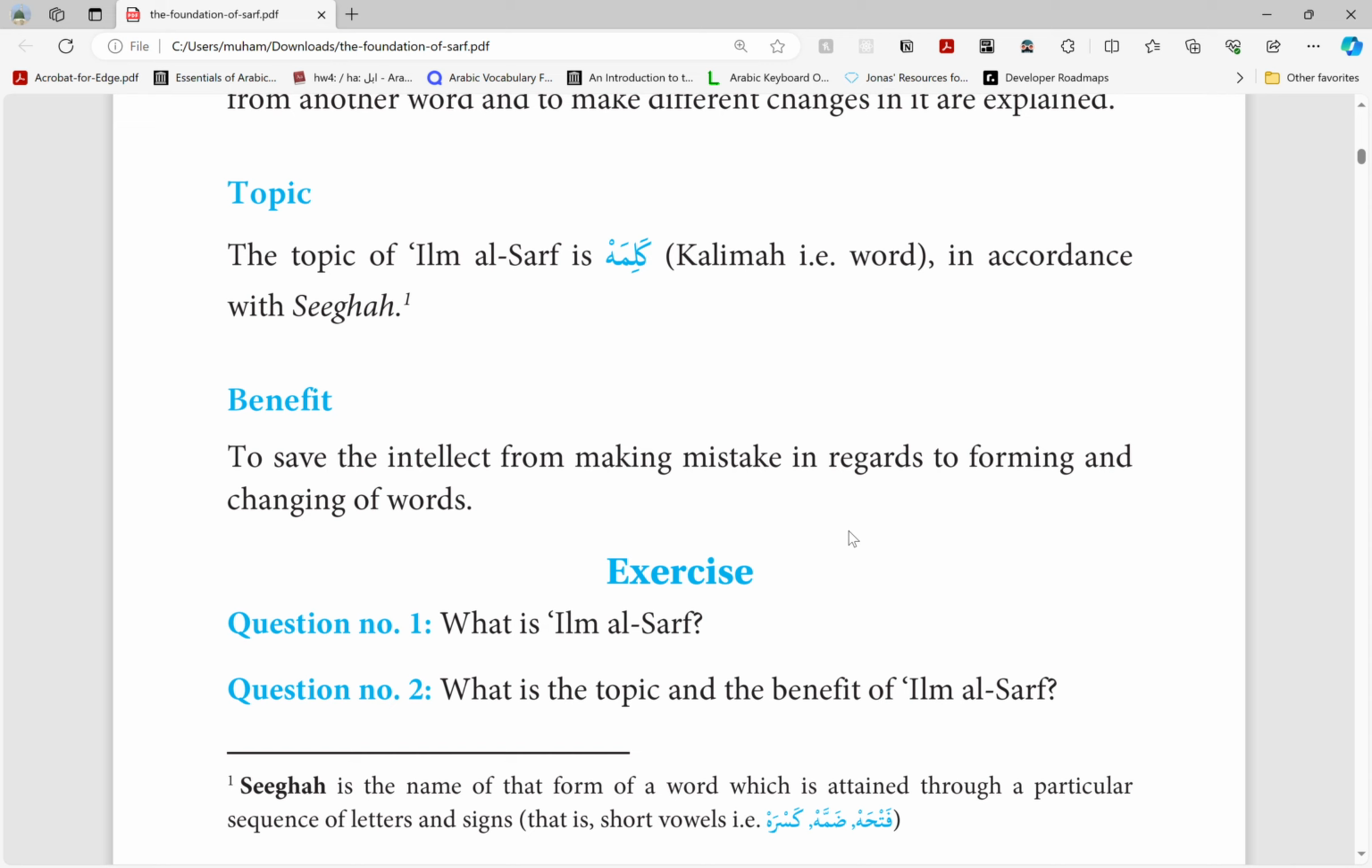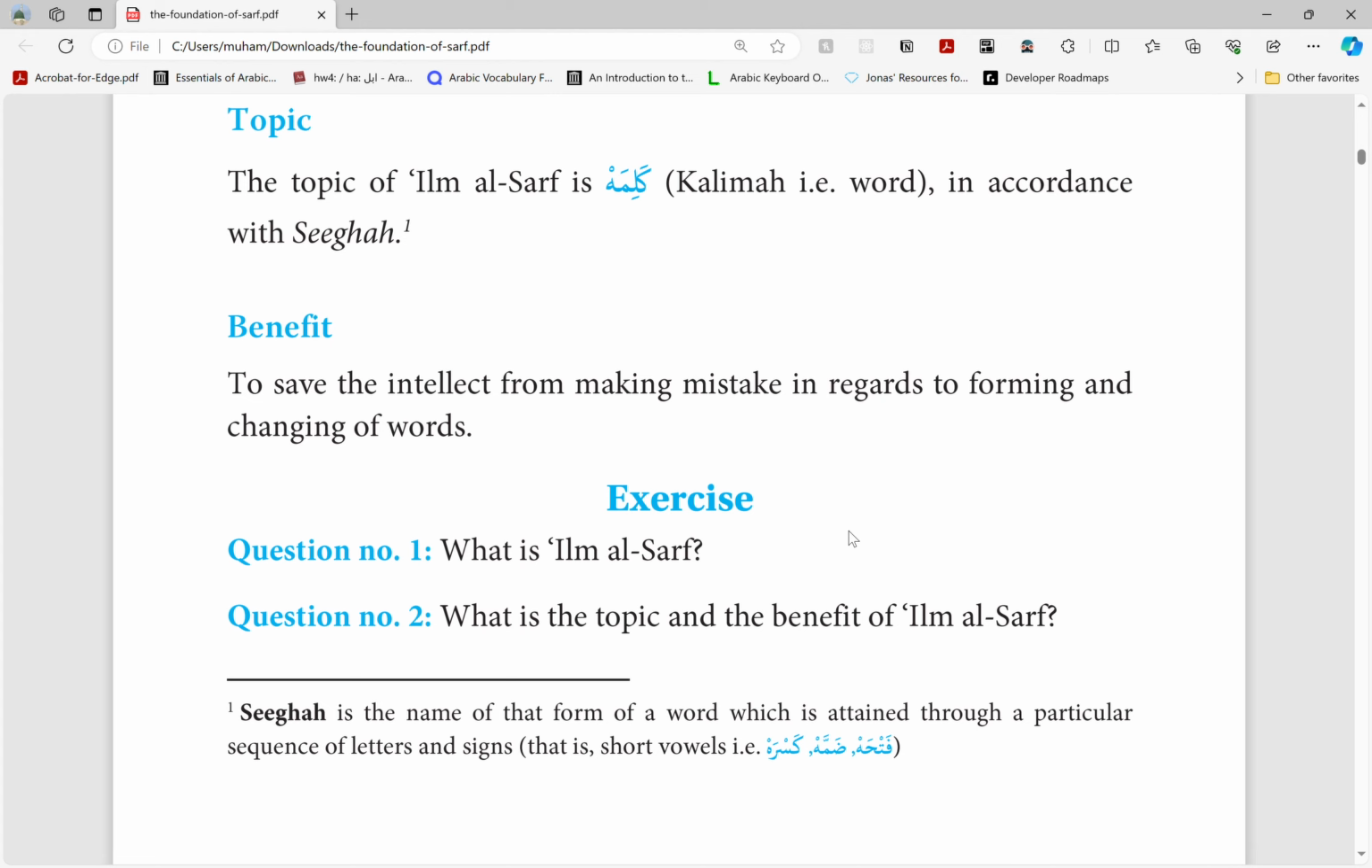And what is the benefit of sarf? Why do we learn sarf? It's to save the intellect from making mistakes in regard to forming and changing of words. And inshallah, you'll understand this better as you go through the conjugation tables in the coming lessons.